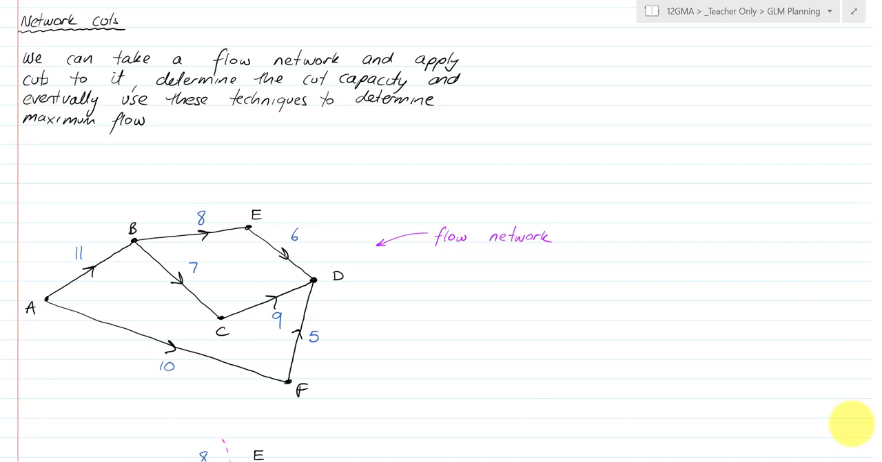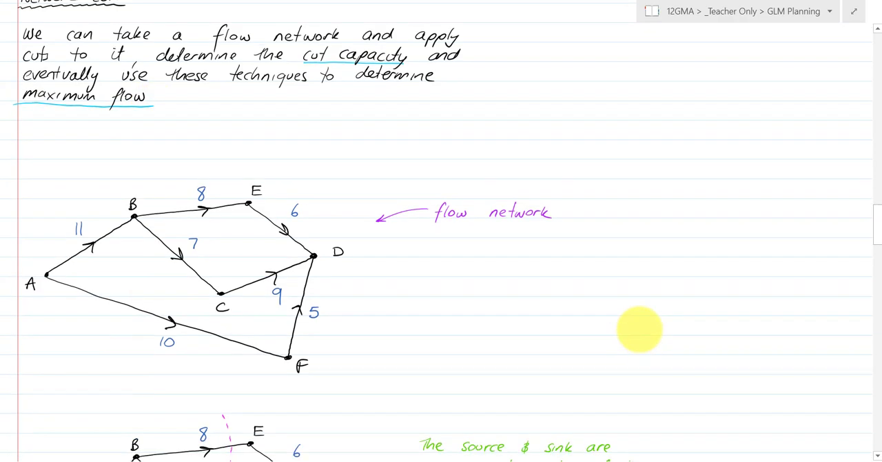Let's talk about why. So we take a flow network and apply cuts to it to determine a cut capacity and eventually use these techniques to determine the maximum flow. And so there's important language in there, cut capacity, and obviously we've already talked about the maximum flow. And there's our flow network, you've seen that before.